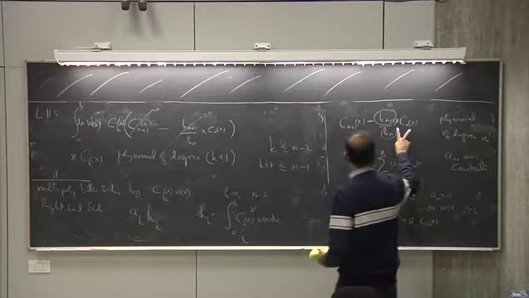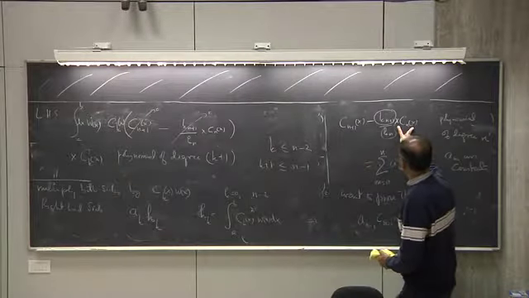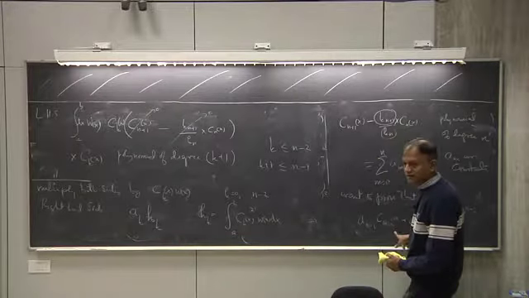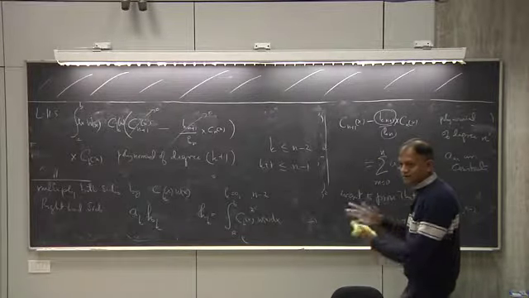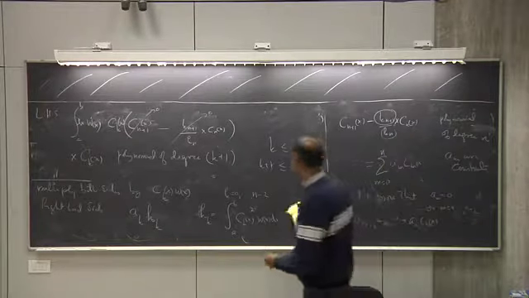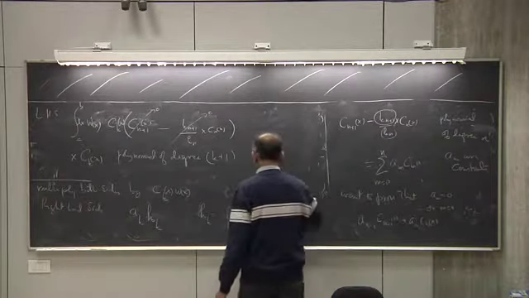Because this tells you that x times C_n can be expressed in terms of C_{n+1}, C_n, and C_{n-1}. So then you can put it back and use the orthogonality condition to compute. So it's useful for quantum mechanics applications.